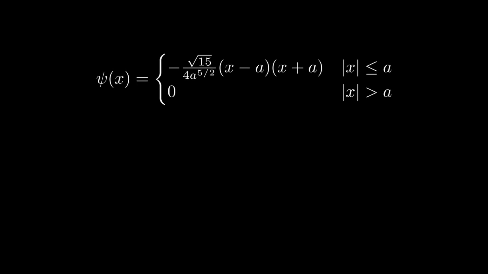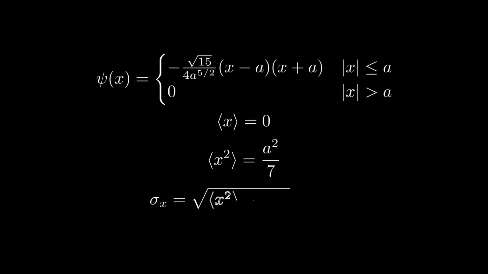As a practice problem, try to find both the expected value and standard deviation of the position of a particle with the following wave function. Computing the expected values of x and x squared, we have the following. This gives us the following values for the mean and standard deviation of the position of the particle.